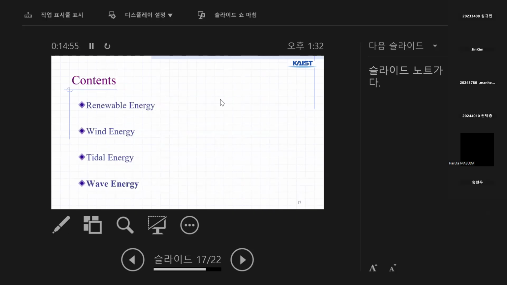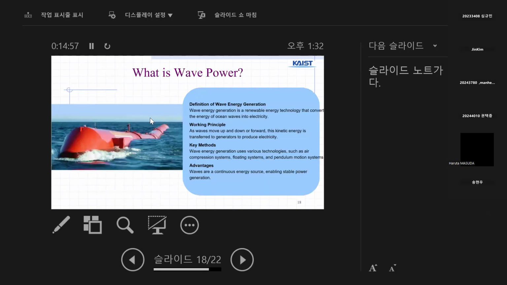The last one is wave energy. So we need to know what wave energy is. The definition of wave energy generation is like this. Wave energy generation is a renewable energy technology that converts the energy of ocean waves into electricity. The principle of working is that the waves move up and down or forward and backward, and the kinetic energy in these waves is transferred to the generator to produce electricity.